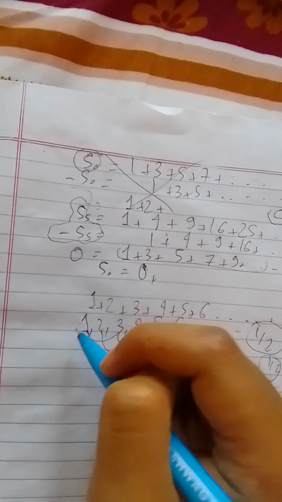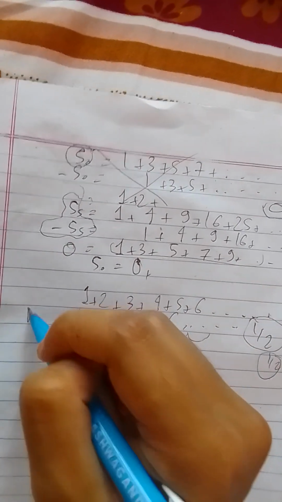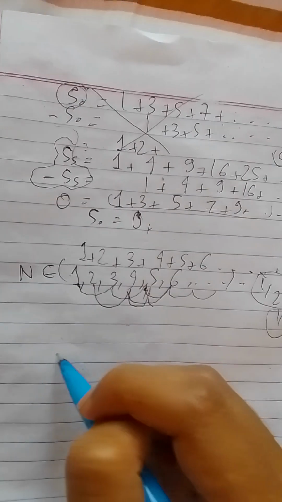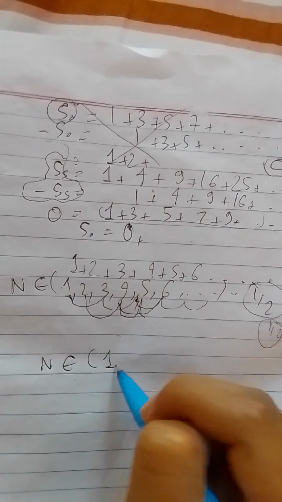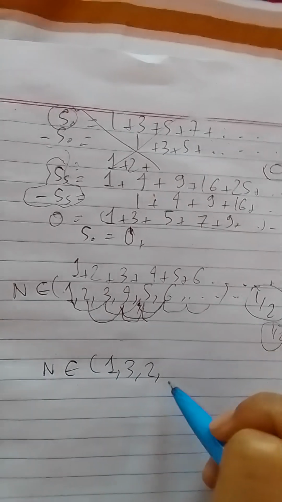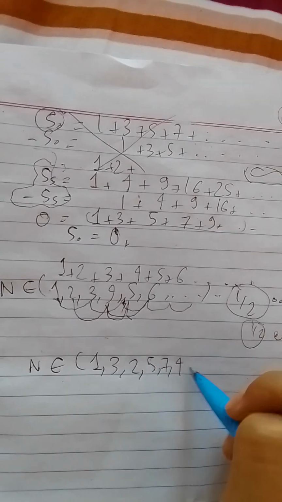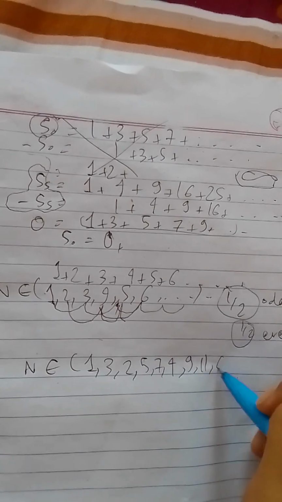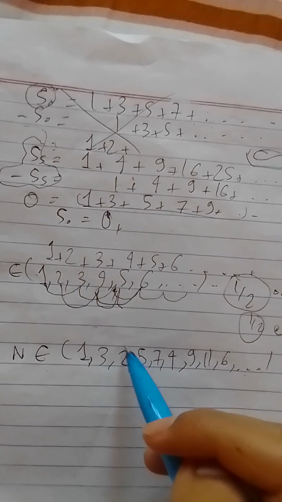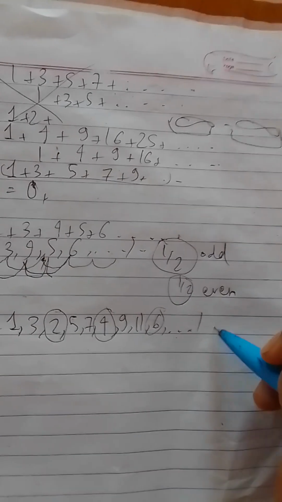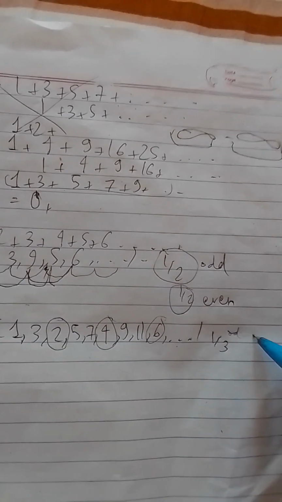Now what if we rearrange this? Let's just say natural numbers. We can also rearrange that: 1 comma 3 comma 2, then 5 comma 7 comma 4, 9 comma 11 comma 6, and so on. In this step we see that the even number occurs at every third number from the series. So does that mean 1/3 of the numbers are even?